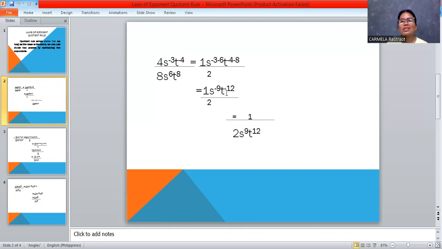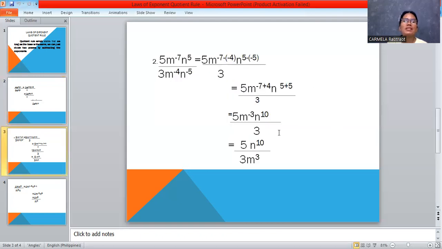As you can notice, there is a negative exponent, right? So what you are going to do with that? You make it positive. In the negative rule of the laws of exponent, you put 1 divided by it, so we place it in the denominator. So this negative sign will become positive. Therefore your answer is 1 over 2s raised to the power of 9, t raised to the power of 12. Okay, so let's have another example.